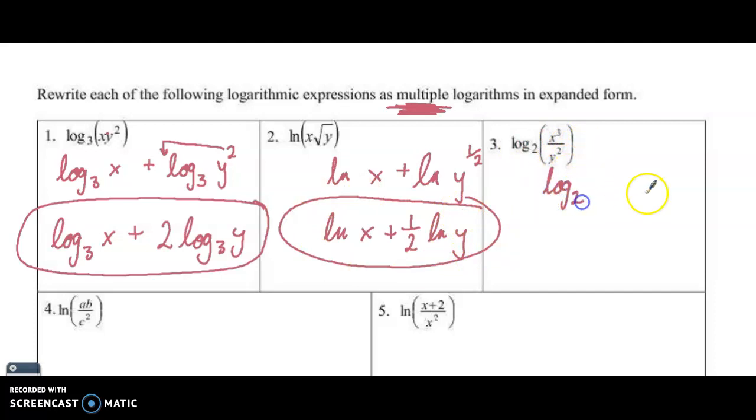Log of the same base, we can split it up. But because it's division, we have a minus in here. And we're still not done, because I don't want you to leave the exponents in there. Just move the exponents in front.